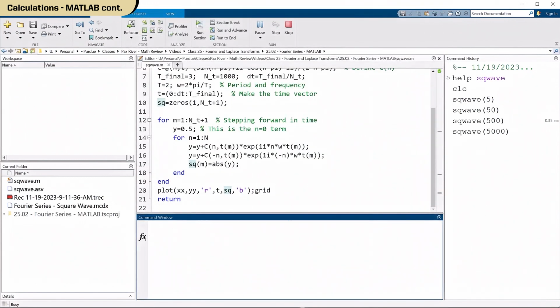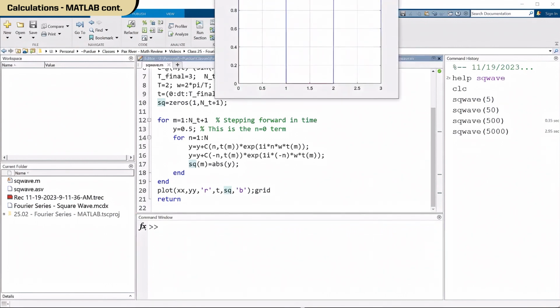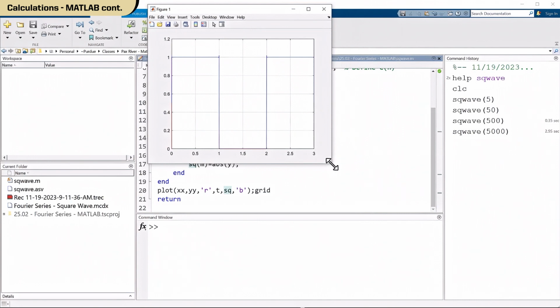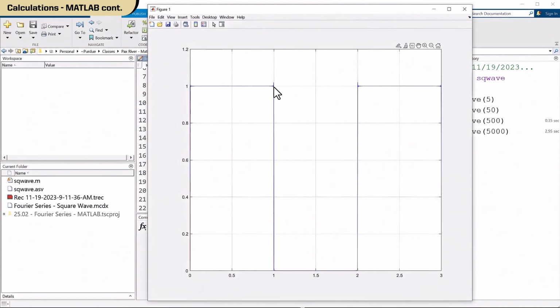At this point, it's going to run. Maybe. There it is. Okay, at this point, my problem right now is that the features I want to see right over here in these corners, I probably can't resolve with only 1,000 steps in time. So if I want to really examine what's going on at those corners, I probably need to set the number of plotting points at more than 1,000. But you can see at 500 terms, or capital N equal 500, we get a very, very good square wave here, and it's clearly periodic.